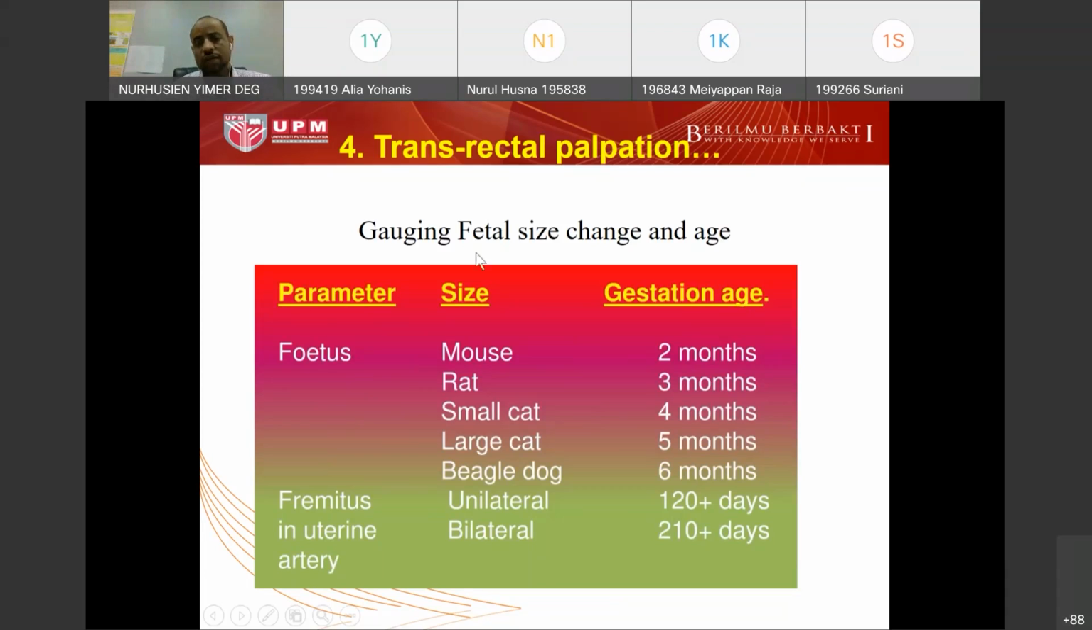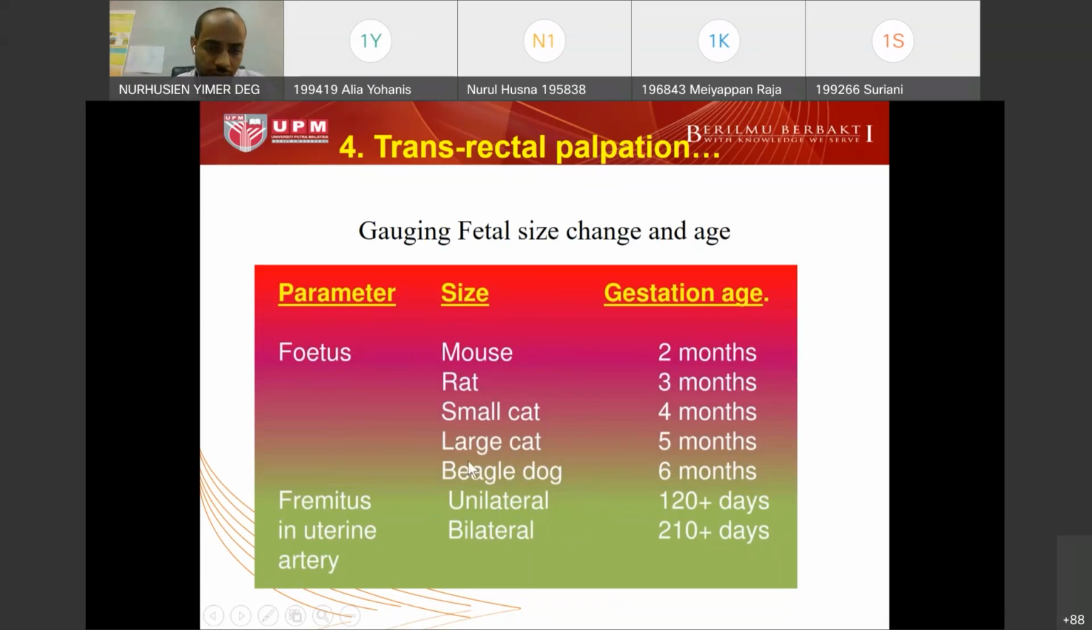So this is a rough estimation of the age of the fetus during palpation per rectum. You can roughly assess the size of the fetus once you are able to feel it, and you will expect a size like a mouse at around 60 days. Remember, from 60 days onwards you can appreciate the fetus, right? So by that time, you'll expect a fetal size approximately like a mouse. By the 3rd month, the size will increase to that of a rat. Then it goes to a small cat, a large cat. At 6 months, you'll have a big dog size.